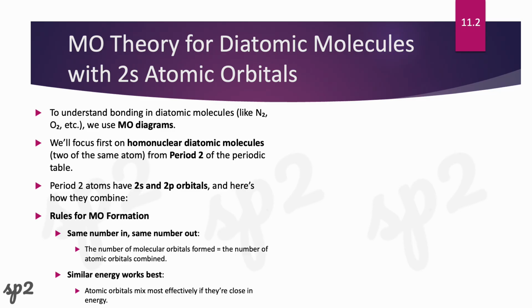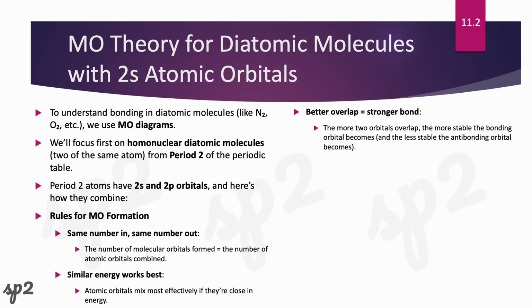Next rule says similar energy works the best. This means that the atomic orbitals mix most effectively if they have relatively close energy. Better overlap, stronger bond. This means that the more two orbitals overlap, the more stable the bonding orbital is going to be, and as a consequence, the less stable the anti-bonding orbital is going to be. Next one, 2 electrons per orbital. Each MO holds at most 2 electrons, and if I have 2 electrons, they should have opposite spin in order to follow the Pauli exclusion principle.